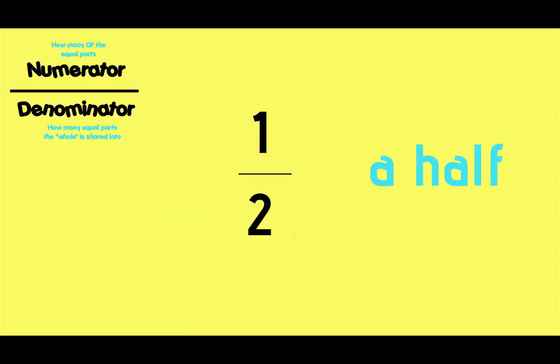So we've got our half. So a half is 1/2. A half, if we're going to share something to a half, we need to find 2 equal groups. So to find a half, we're going to share into 2 equal groups. And then we're just going to look at one of those equal groups.